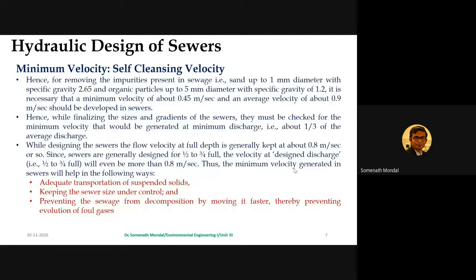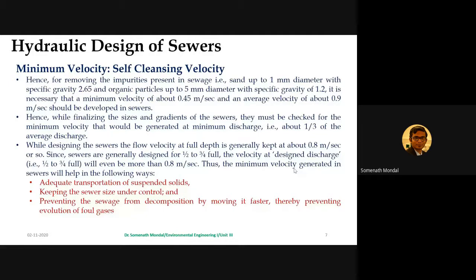Next is, hence, while finalizing the sizes and gradients of the sewers, they must be checked for the minimum velocity that will be generated at minimum discharge, about one third of the average discharge. The main idea is to ensure that once in a day you can achieve that self-cleansing velocity, so that all the operations are smooth and there is no deposition happening.